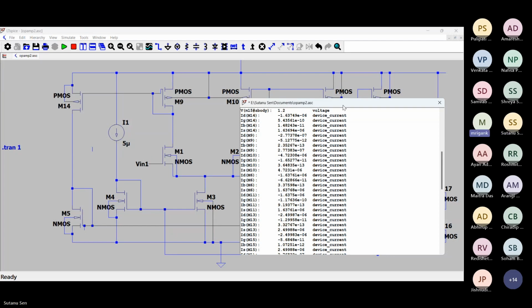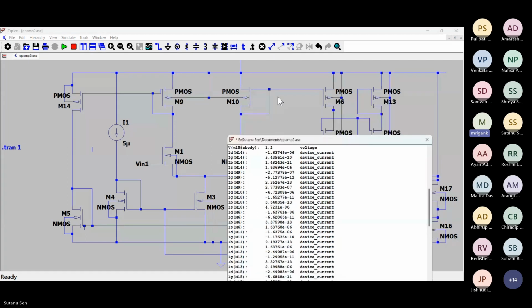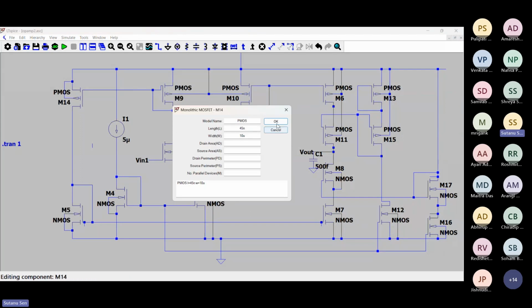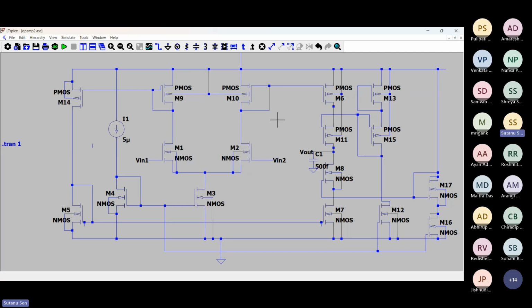So M14 and M6 currents are same, but M9 and M10 currents are very different. Is the mirroring ratio very different? M9, M10, just check the mirroring ratio. M9, M14, M10, M6: 5, 1, 10, 5, 10, 45, 10. So all the same, sir. The W by L ratio is all same.